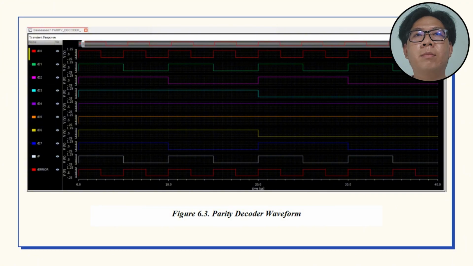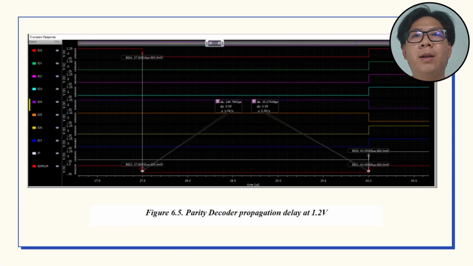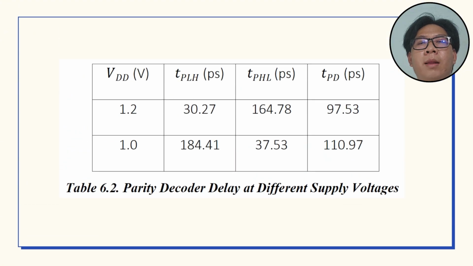Moving to figure 6.4, which is the parity decoder operation delay at 1 volt. And at figure 6.5, the parity decoder operation delay at 1.2 volt. Now moving to table 6.2, the parity decoder delay at different supply voltages.